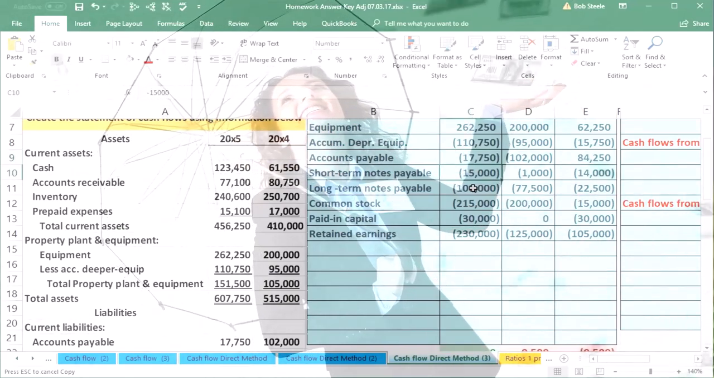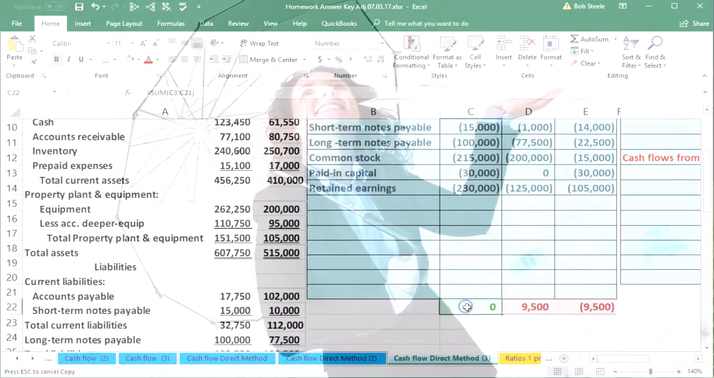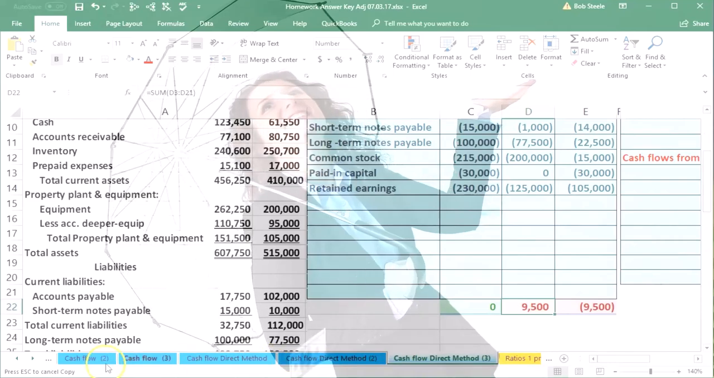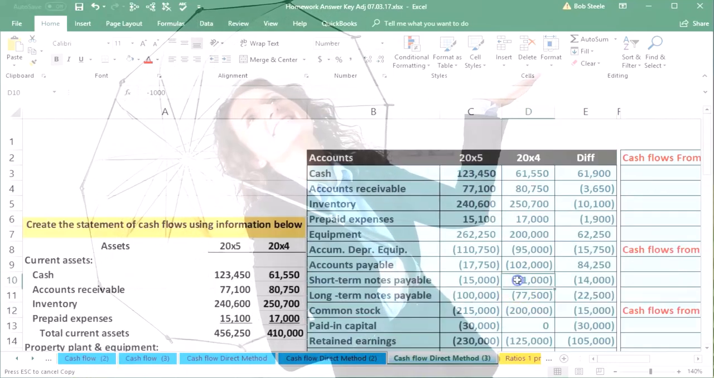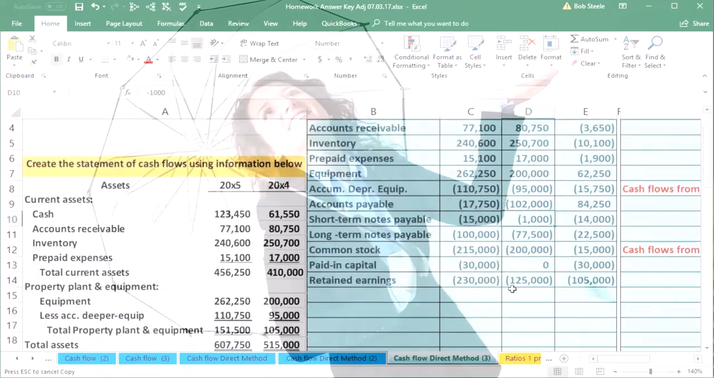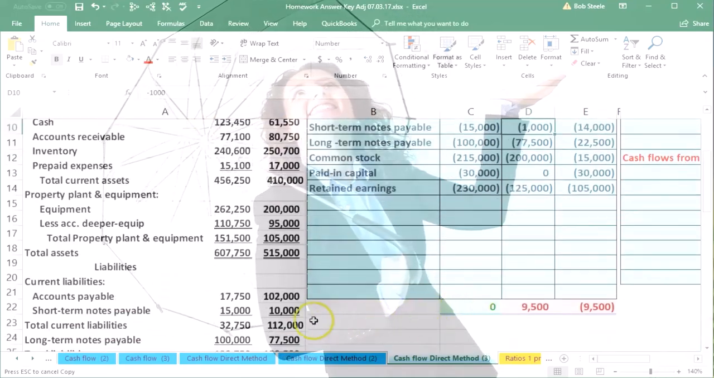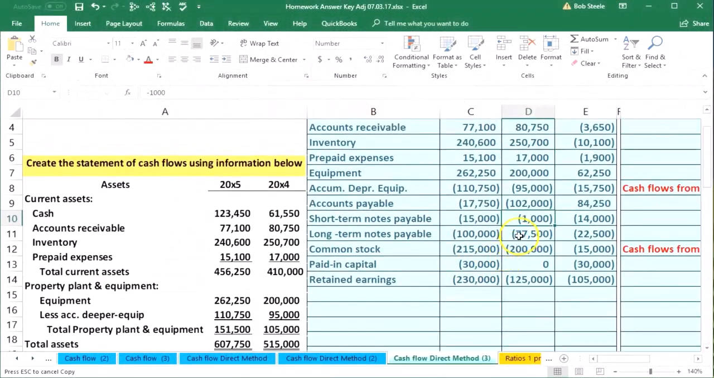At a 7. So now this one is in balance. Now we'll take a look at the 9,500. And there's a similar thing here where we got the short-term notes payable. Short-term notes payable should be the 10,000. It's here at 1,000. So that's the point of the double entry accounting system.